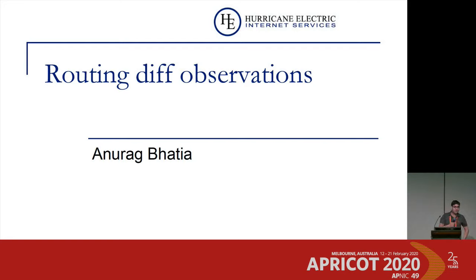So good morning, everyone. I'm Anurag. I work at Hurricane Electric. This talk is about routing diff. With routing diff, I mean looking at the entire routing table of a few providers and doing a difference to find what's the difference in the routes. Are there some routes missing, or are there some extra routes in some providers, and trying to make some logic out of it.